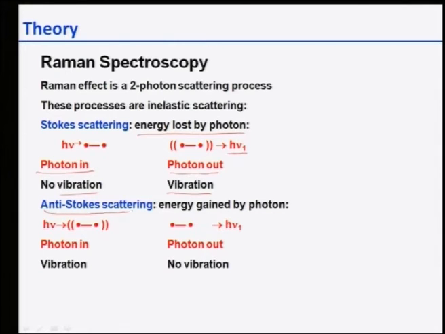In anti-Stokes scattering, energy is gained by the photon instead of lost. What happens is you have a photon in and there is a vibration, and the molecule absorbs a photon. Some photon goes out, but energy is gained by the photon in this way. So, there will be no vibrations. There are two kinds of scattering, as you see: in one, energy is lost by the photon, in the other, energy is gained by the photon, and both are inelastic scattering type. They are called Stokes and anti-Stokes.